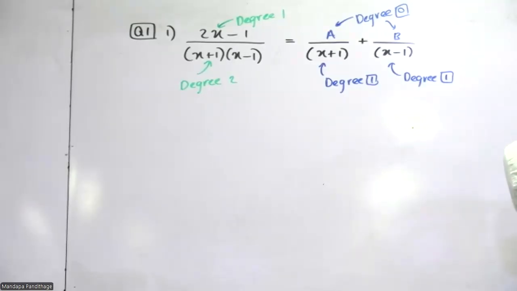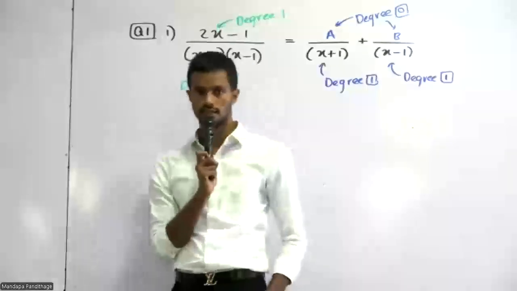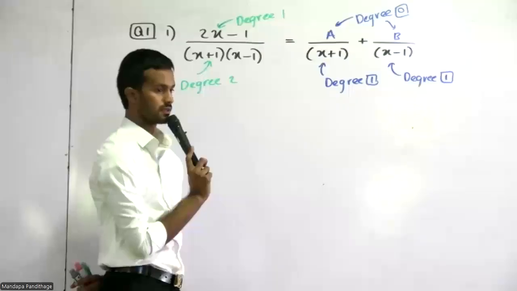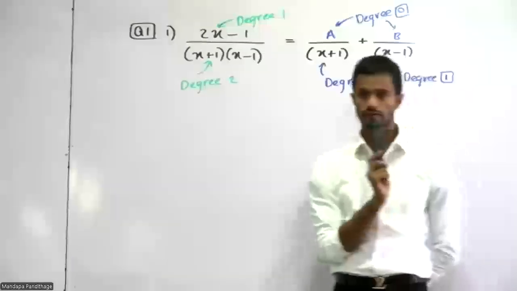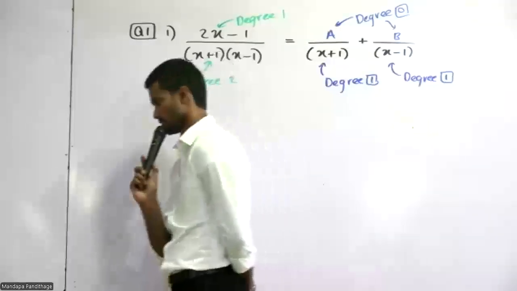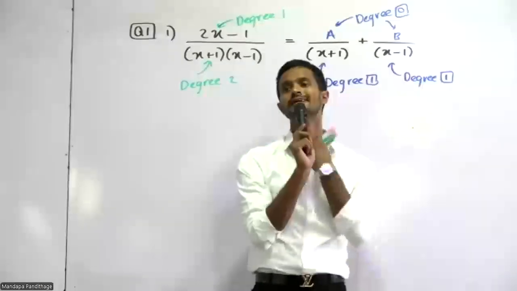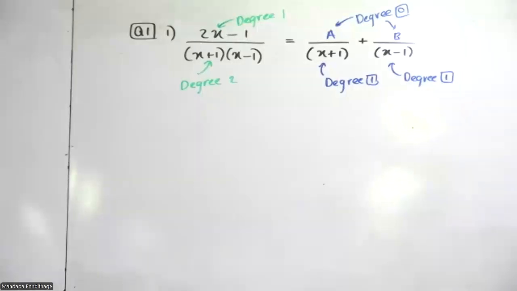A general polynomial should be taken as the numerator, such that the degree of the numerator is less by 1 than the degree of the denominator.